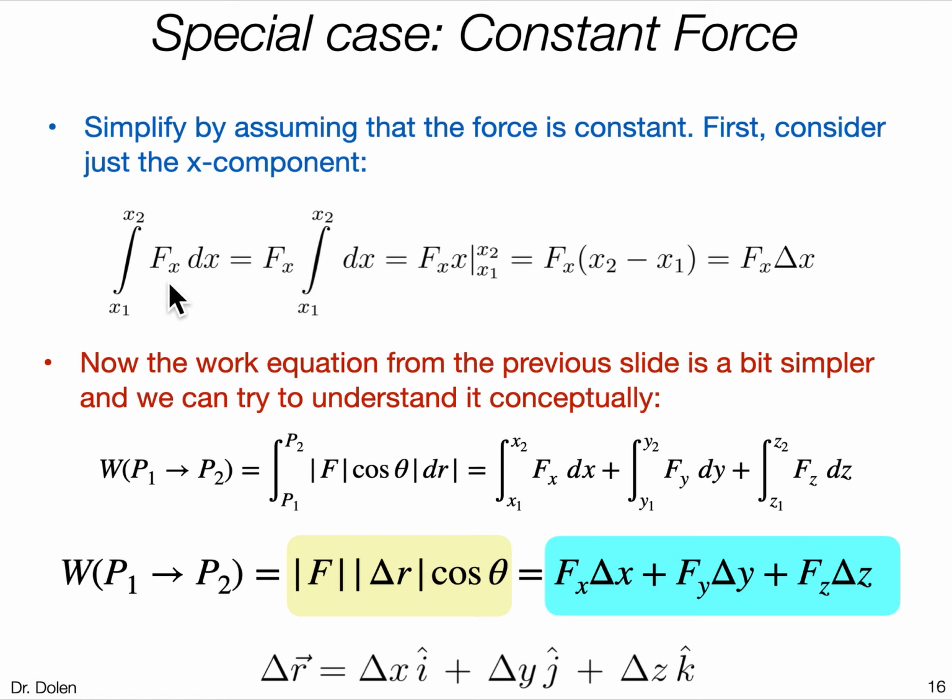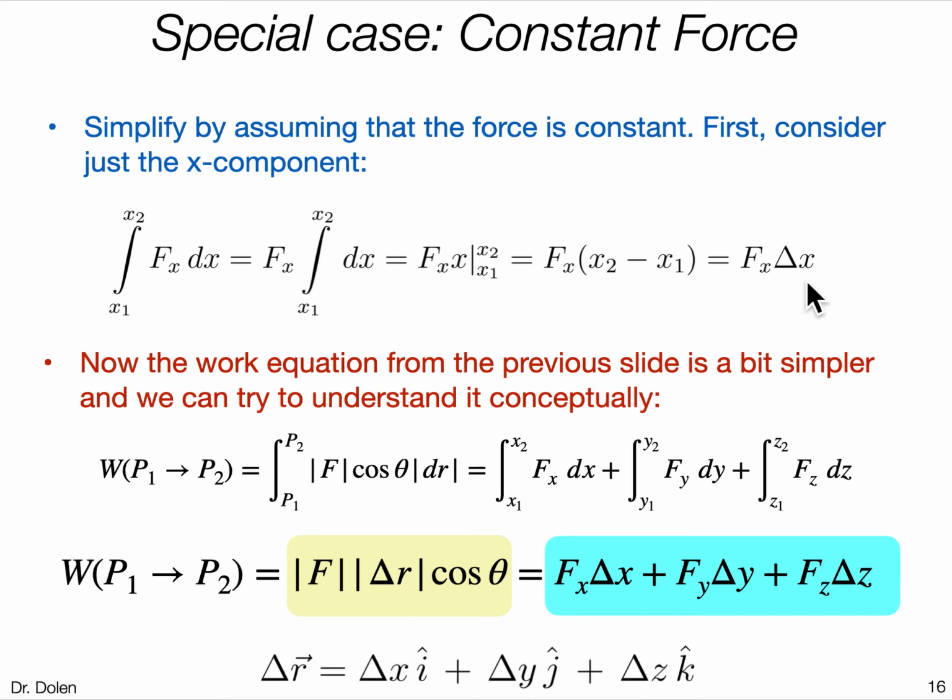If our force is constant, we can just pull it out of the integral. And then I'm just integrating dx. Integral of dx is just x, right? The integral of 1 is x. And we evaluate that from x1 to x2. And so this is just force times x2 minus x1. And this is our definition of displacement in x, right? My final position minus my initial position. So in the end, we get force times displacement.